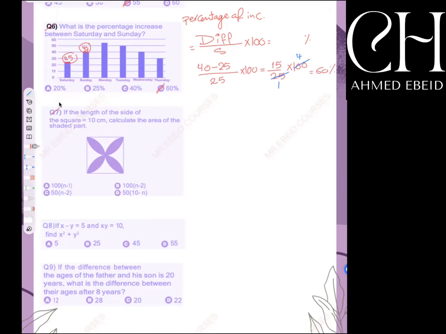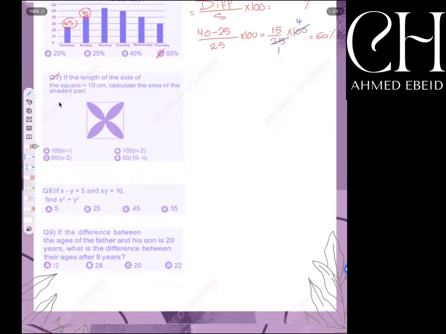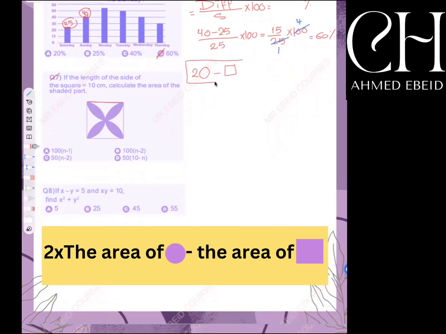Let's move to question 7. If the length of the side of the square is 10 centimeters, all of this side is 10 centimeters. Calculate the area of the shaded part. In GAT, we call this question the flower question. We have a formula for this question. You will just find double or twice the area of the circle minus the area of the square. That's all.